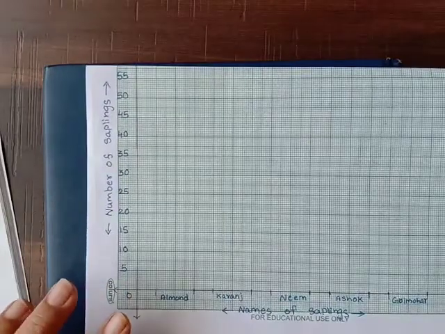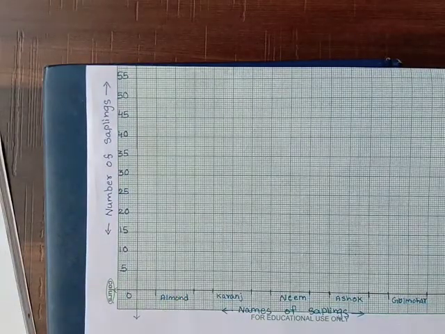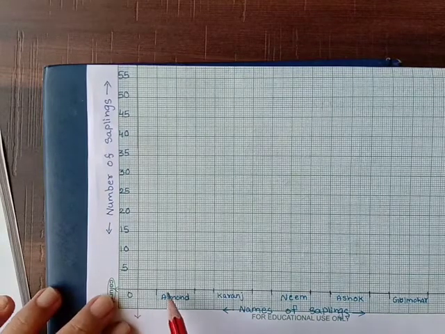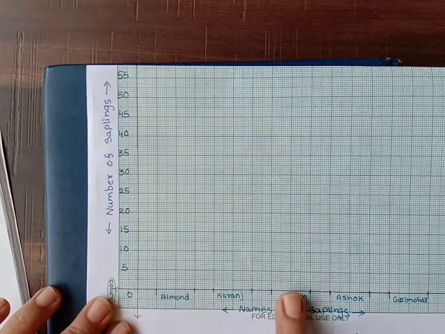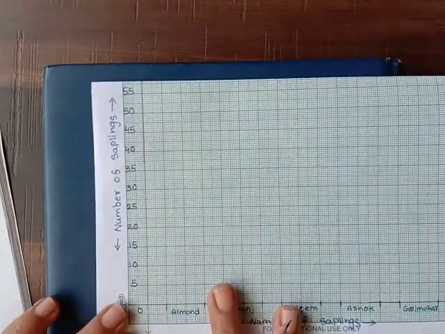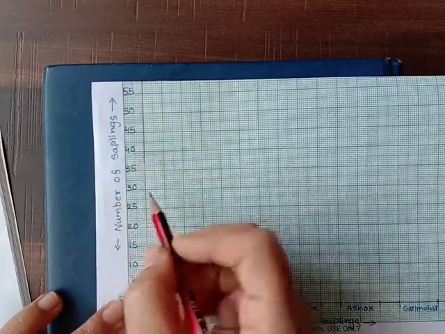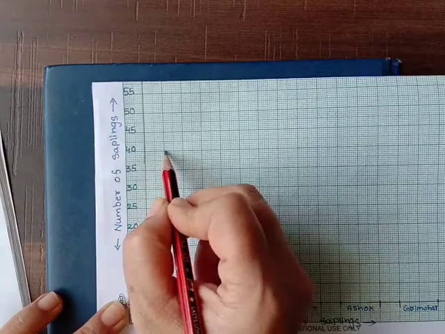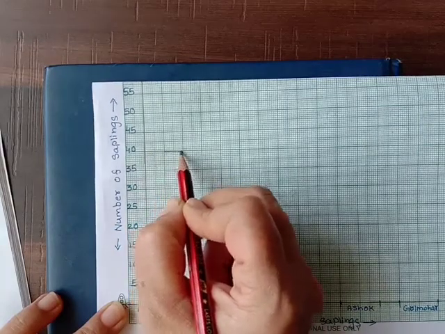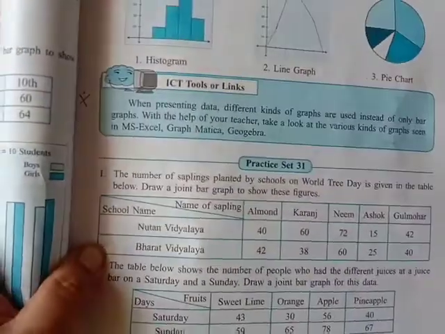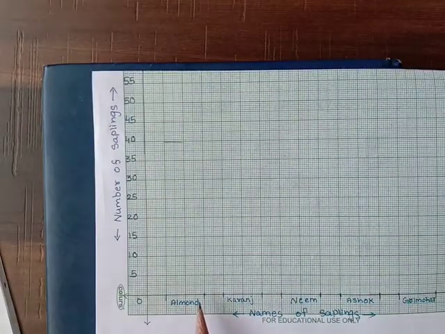Alright, now let us quickly mark the graph. Now see, first I am going to draw about Nutan, 40 for almond. So mark 40. Okay. So for almond, and first column I am using Nutan. So everywhere in the first column I will use Nutan Vidyalaya information. So almond 40. Where is 40? 40 is corresponding over here. Alright. So this is 40. Okay. So make a light mark at 40. This is Nutan. And at the same time, Bharat Vidyalaya is 42. Alright. So let me mark for almond in case of Bharat Vidyalaya, which is 42.